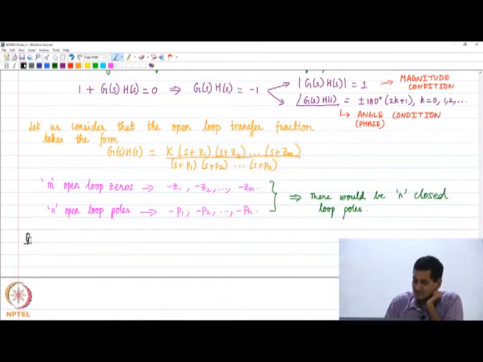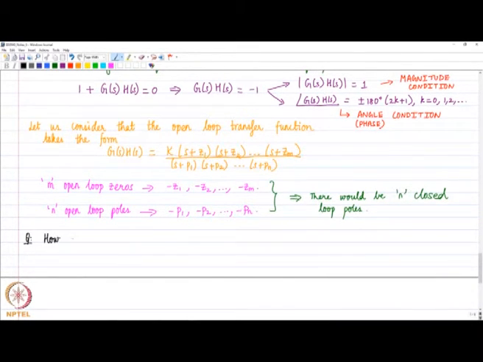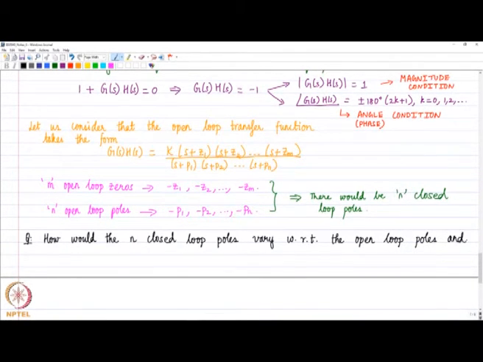So the question that we are going to ask ourselves is that how would the n closed loop poles vary with respect to the open loop poles and the open loop zeros as the parameter k is varied.